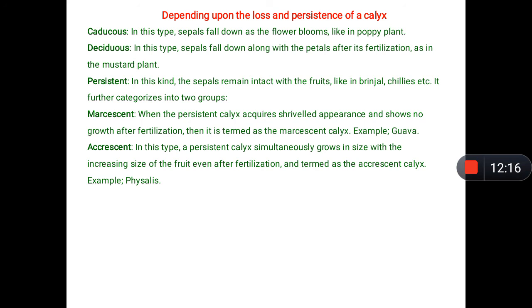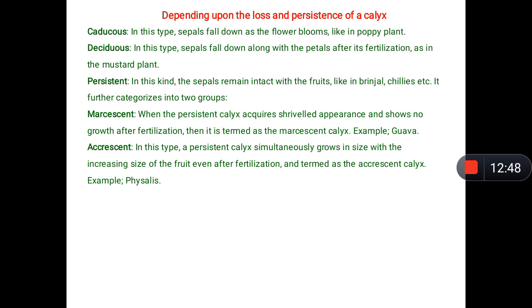Then deciduous, in this type, sepals fall down along with the petals after fertilization, as in mustard plant. That means during the course of blooming of the flower, calyx still remains there, petals still remain there, but as the fertilization occurs, the calyx along with the petals falls down. Then persistent. In this kind, the sepals remain intact with the fruits, like in brinjal, chilies.